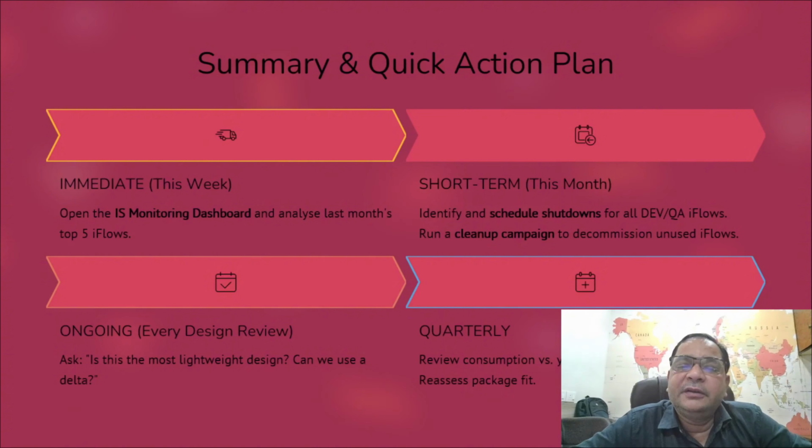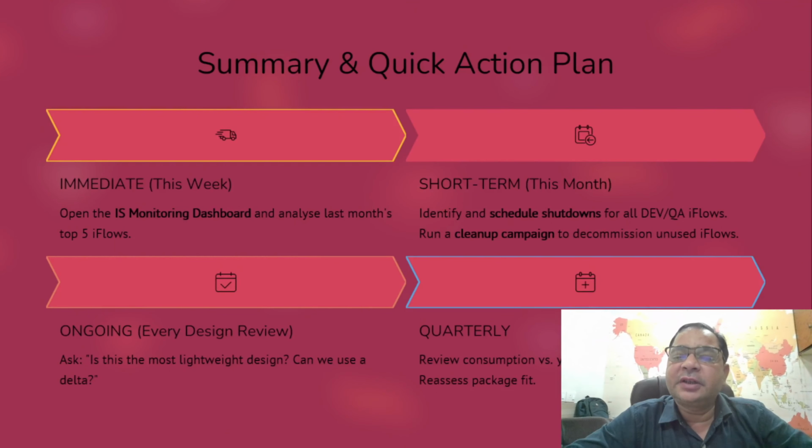Identify and schedule shutdown for all dev and QA flows. Run a cleanup campaign to decommission unused iFlows. Review the consumption of your package and bundle volume. Reassess package fit. These are the quick action plans you can use in order to optimize your SAP BTP cost.